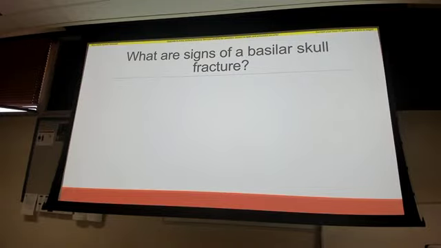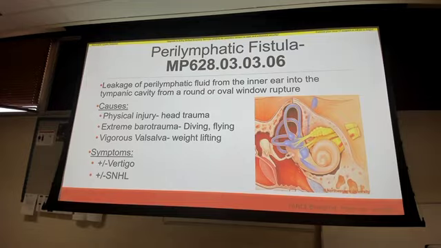Halo sign. All right, and then going into our last differential cause of peripheral vertigo, the perilymphatic fistula. This is where fluid leaks from the inner ear into the middle ear. So the round and oval window, the bones protrude into those windows, and that's where that leakage comes from. It could be secondary to a physical cause: head trauma, aerotrauma, diving, flying, even weightlifting.